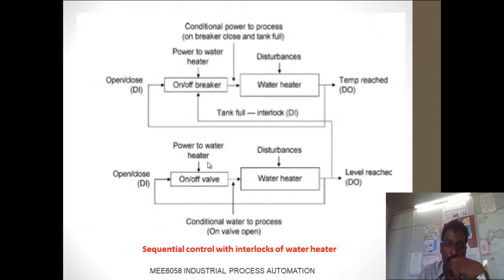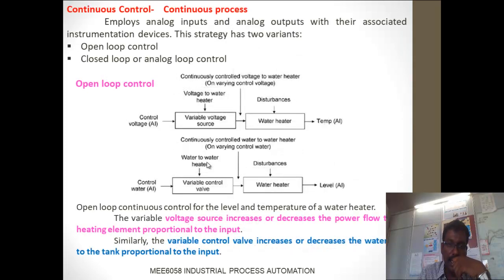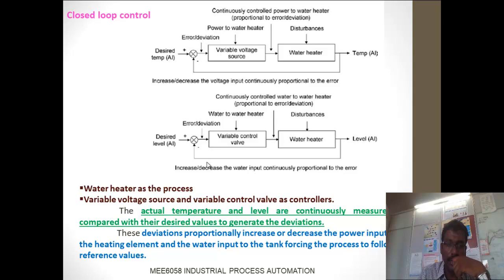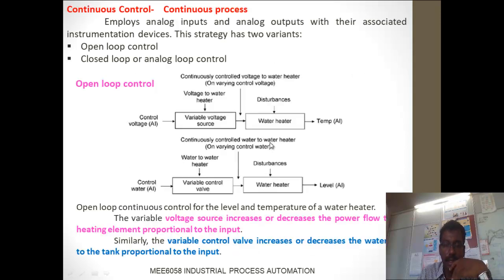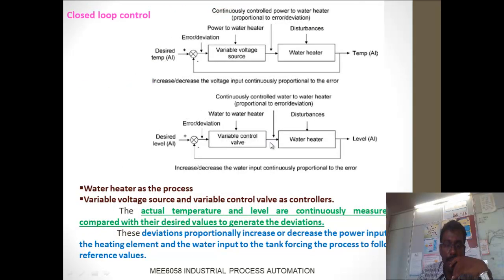Sir, what's the difference between discrete control and continuous closed loop process? In a discrete control closed loop process, we have on-off breakers and the provision of interlocks. That's a sequential process. Coming to closed loop control, with respect to variable voltage we can control the system by increasing or decreasing the voltage, based on the outputs we get from the process. That's the advantage of closed loop control.